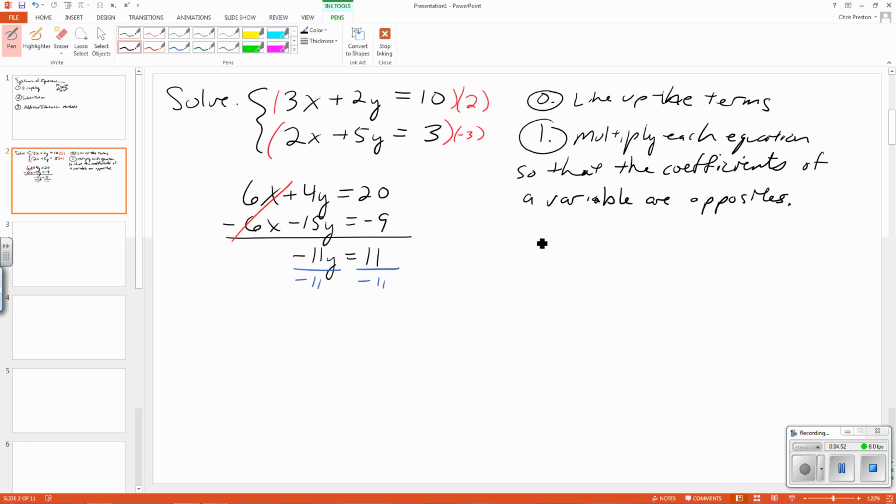And so now what I want to do is solve. So I'm going to divide both sides by negative 11, and get y to be -1, back substitute for the other variable.